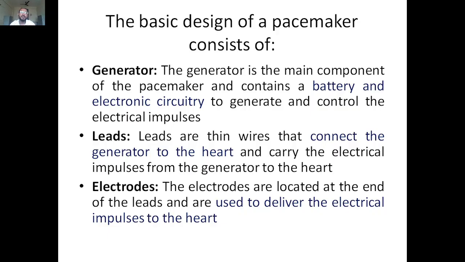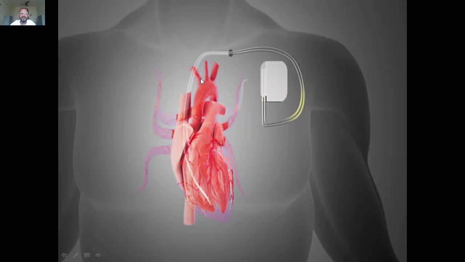So first, what is the major idea or function of this particular pacemaker? To generate the electric impulse. In order to generate that, we need to have a generator, right? So that is the first design of the pacemaker. You should have a generator. What is a generator? The generator is the main component of the pacemaker. That is the most important component.